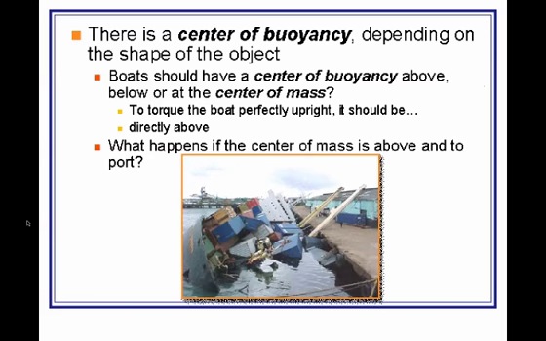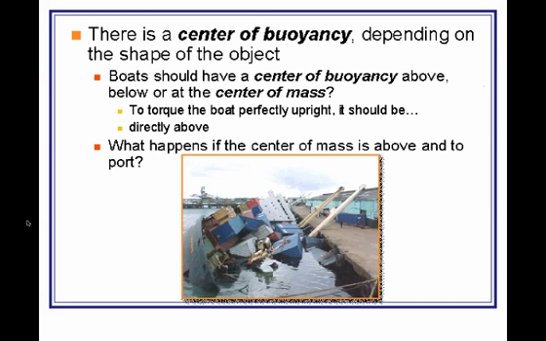The center of buoyancy depends on the shape of the object and is very important when it comes to ships. Boats really need to have the center of buoyancy directly above their center of mass. This is because if it is below the center of mass and the boat somehow becomes off, tilts a little bit, that's going to create a torque. The center of mass is going to direct a force downward due to its weight, and the buoyancy force is going to be directed upward, and it's going to actually spin the boat.